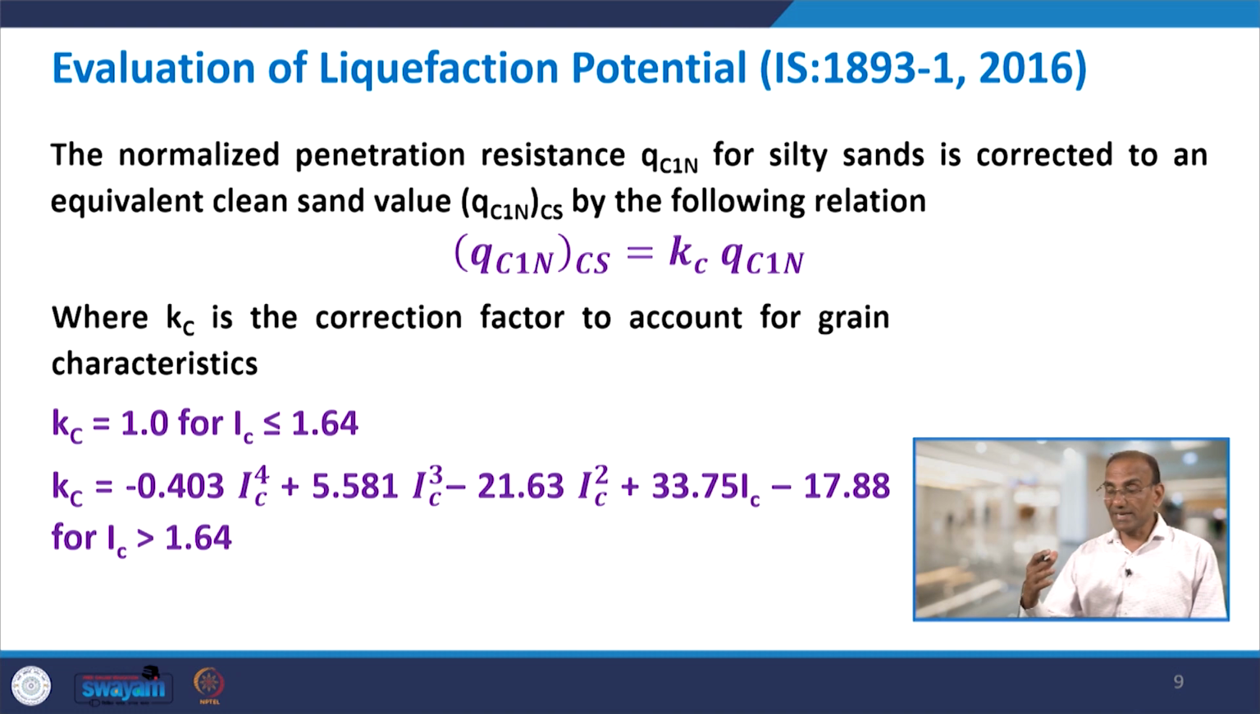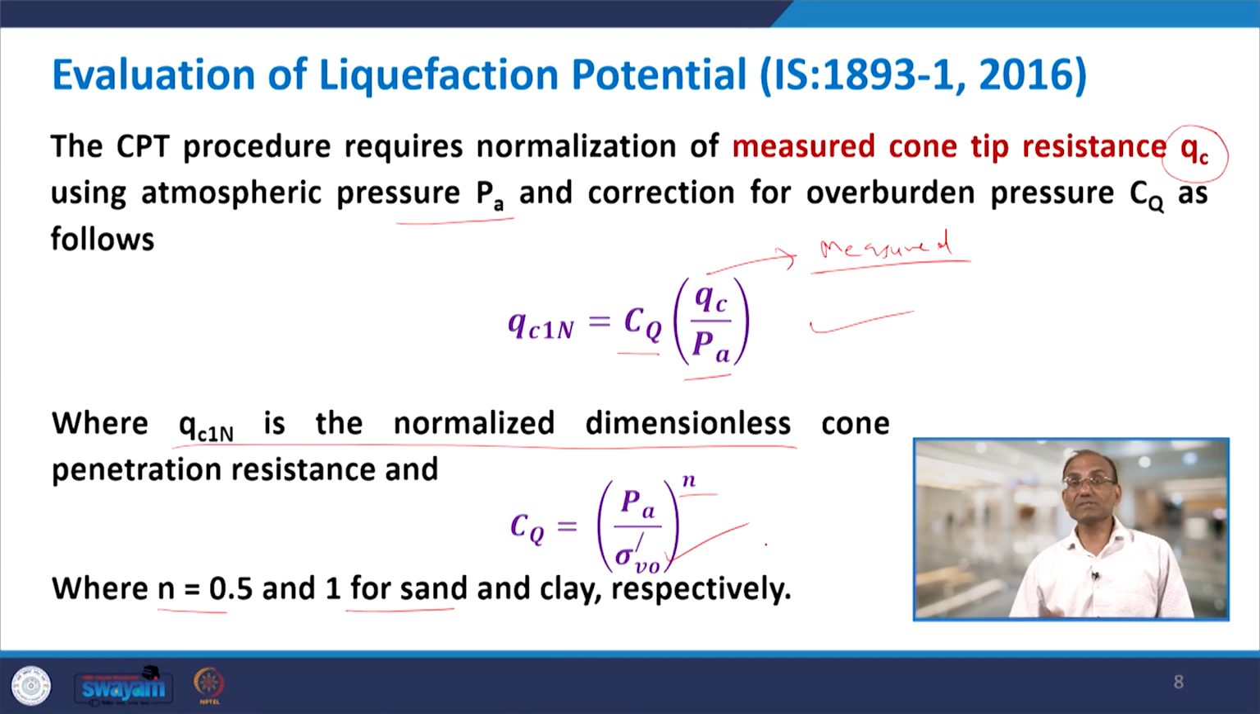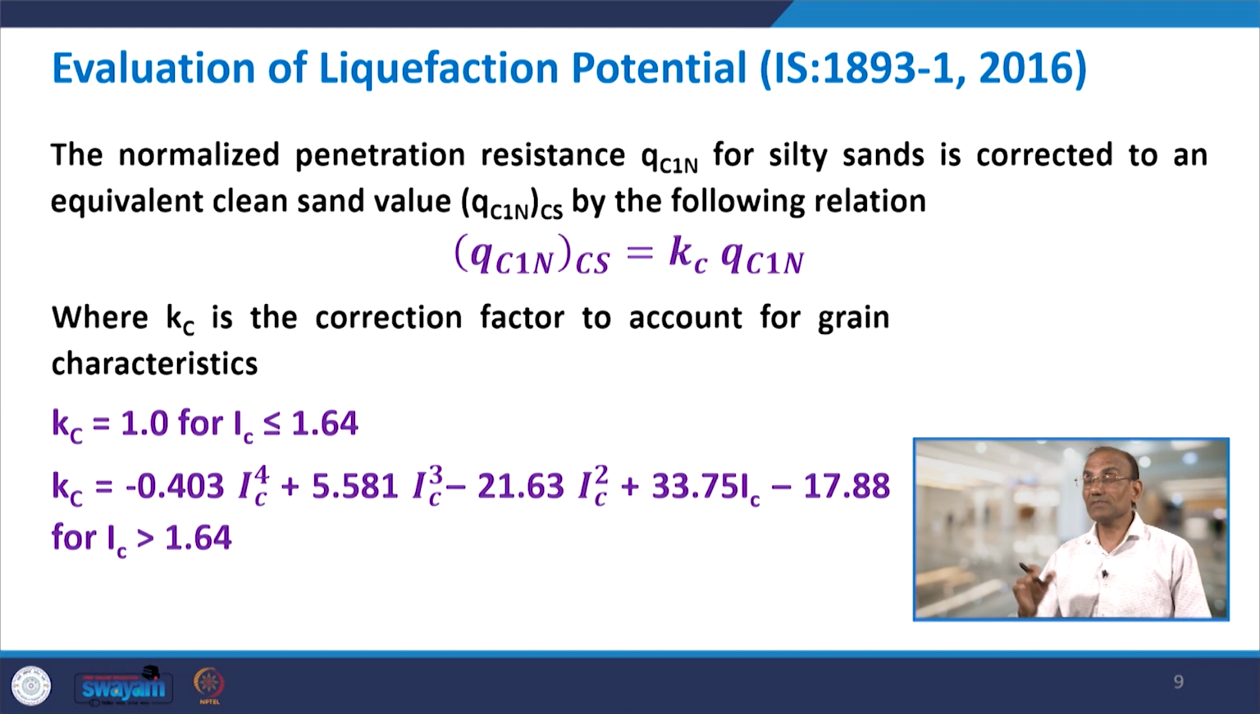The QC1N which you obtained in the last equation is for clean sand, that is, if the fines content was less than 5%.